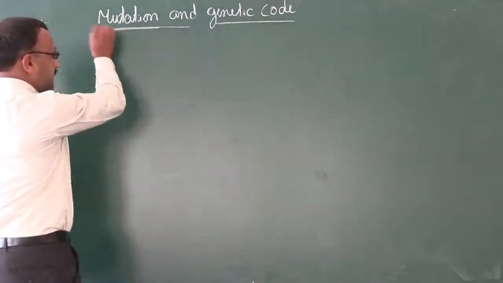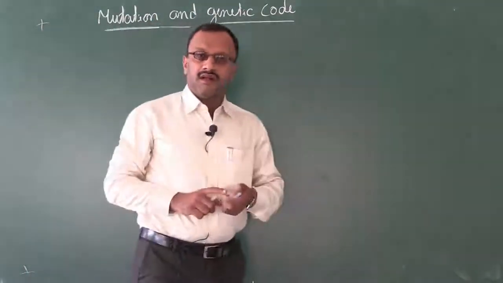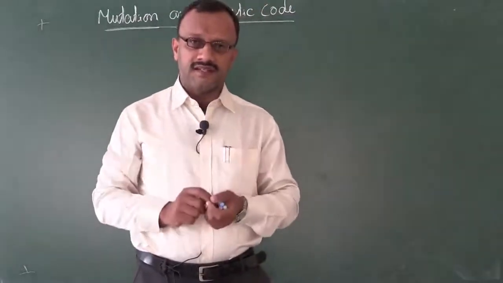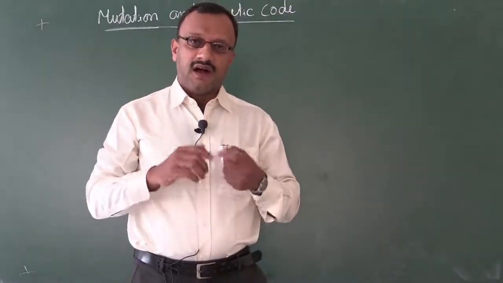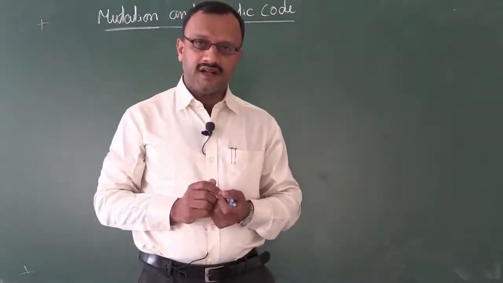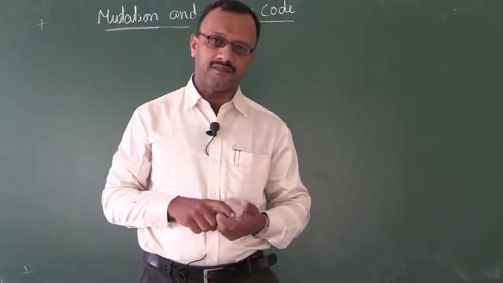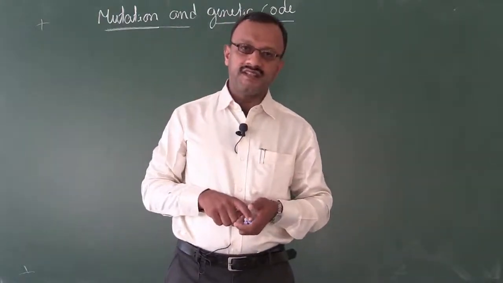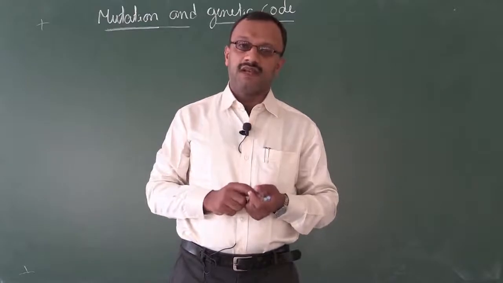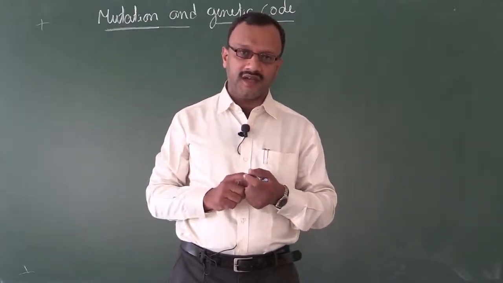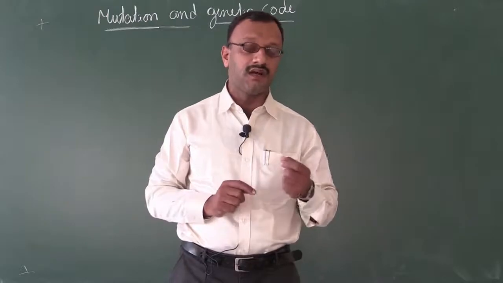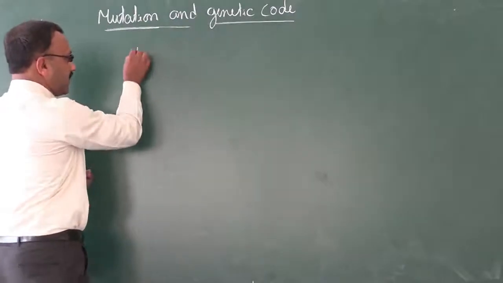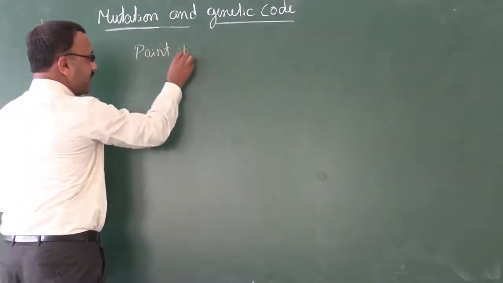Mutation is nothing but any alteration in the DNA of an organism which brings about changes in phenotypic and genotypic characters of an organism. Repeat, it is the alteration in the DNA which brings about the changes in both genotypic and phenotypic characters of an organism that is called mutation. So there are two major types of mutation. One is called point mutation.